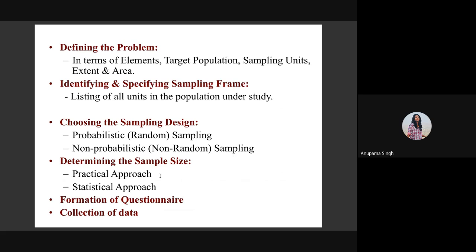So first of all, it is very important that you are clear about your objective and you are defining your problem correctly. So if you want to conduct some kind of study, then you should be very clear about what kind of sampling units you are taking, how much area or geographical area has to be covered, what your target population will be, how you are going to classify your population, right? So it should be very clear in your problem itself.